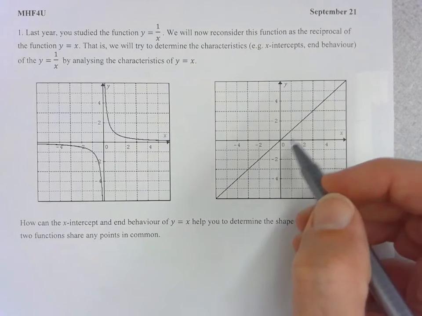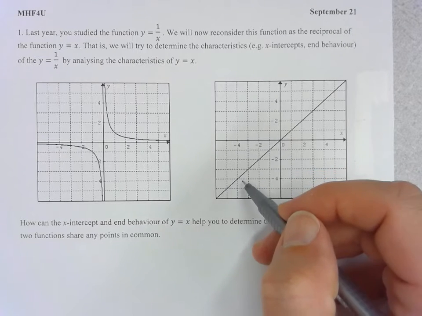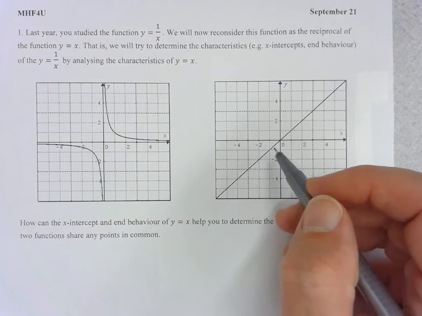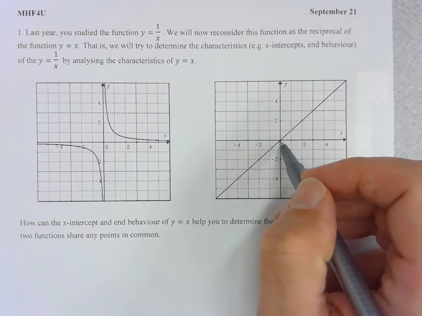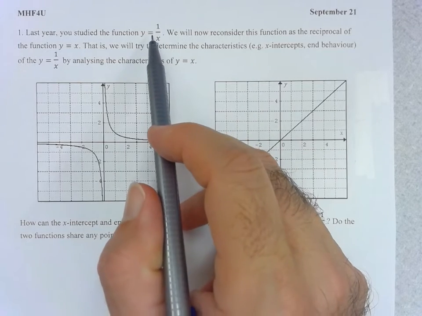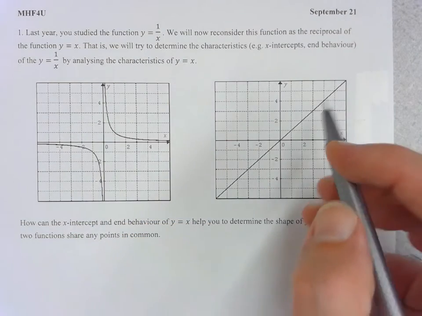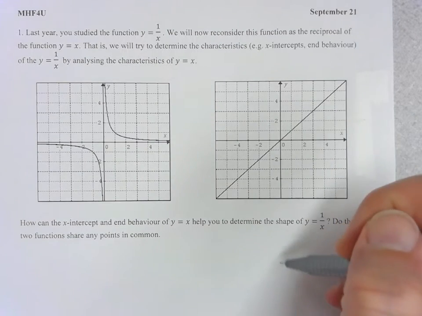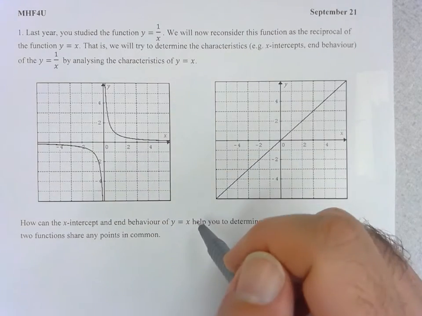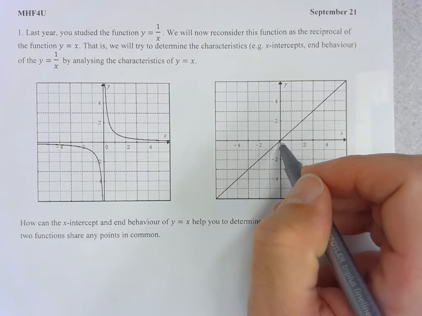Okay, so let's start with the x-intercept of y equals x. x-intercepts are important in functions. Let's see if they can help us determine what happens with the reciprocal function. If I take x equals 0 and take the reciprocal of that, what do I get? I get 1 over 0, something that's undefined. So I shouldn't expect 1 over x to have a y value at 0, which we already had an idea of.